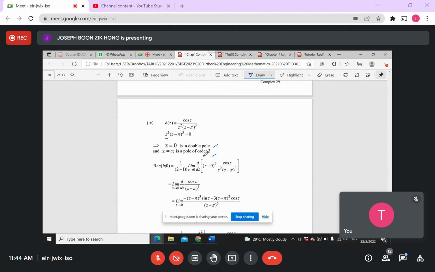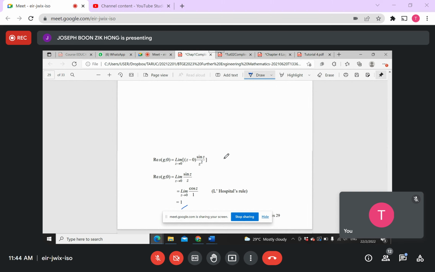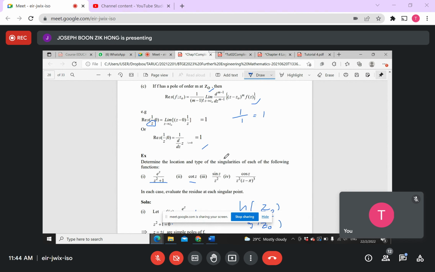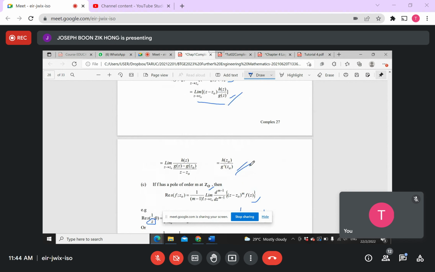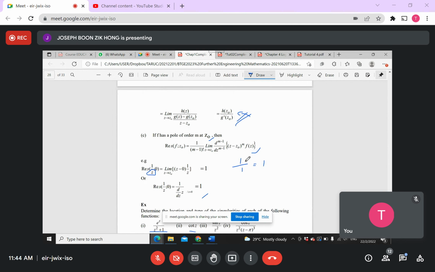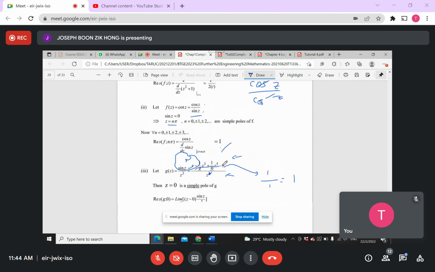So for the double pole and the pole of order 3, I cannot directly use this one anymore, because this one is for simple pole. Now I have to use this one, so I have to differentiate. For example, for the double pole, I have to make my m equal to 2, so I have to use the formula for that one.